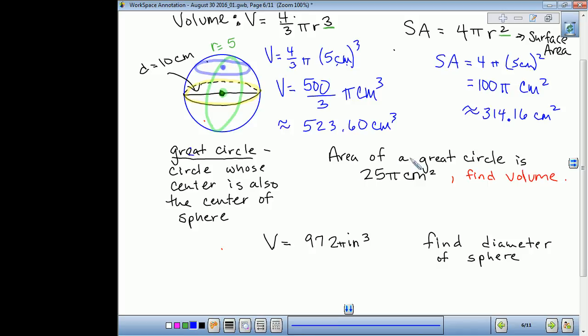So, we are given that the area of a great circle of a sphere is 25 pi square centimeters, and you're asked to find the volume. So, you try this one. Think about what variables I need to find the volume. Solve for those first.